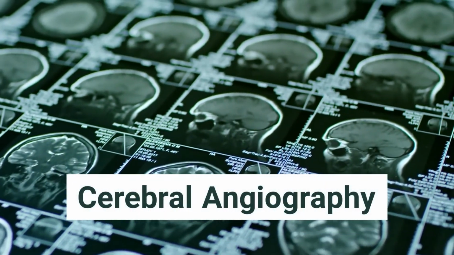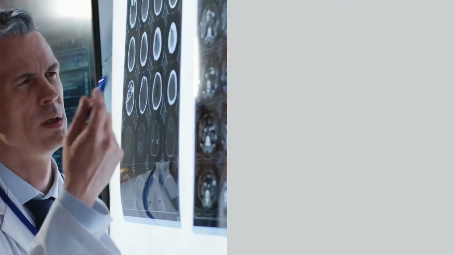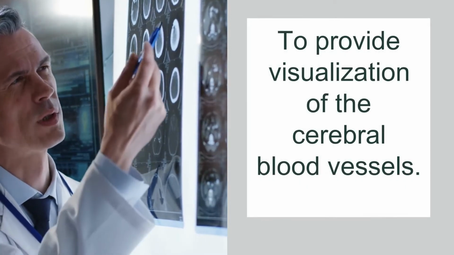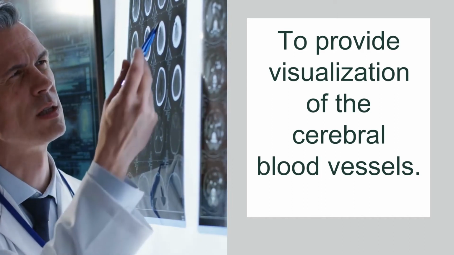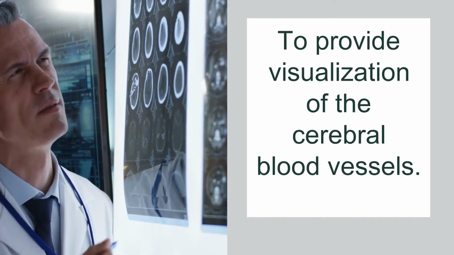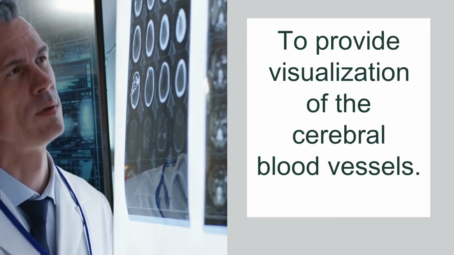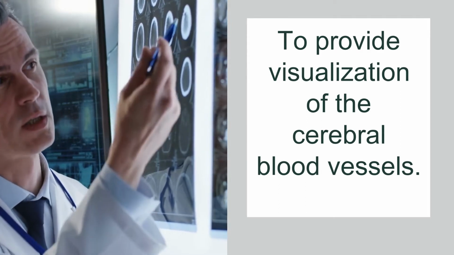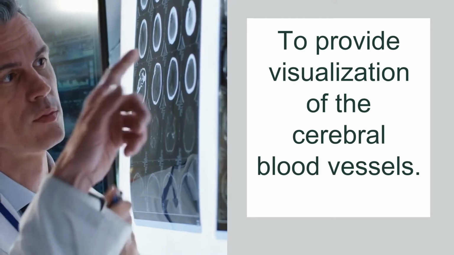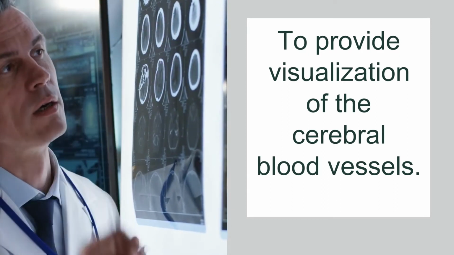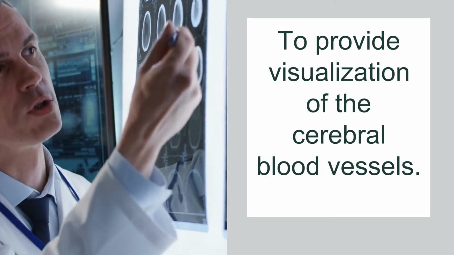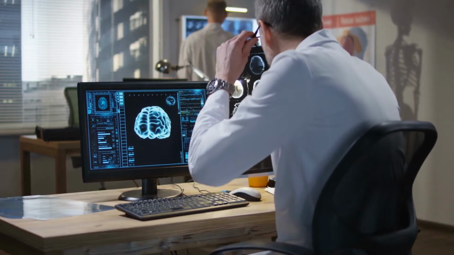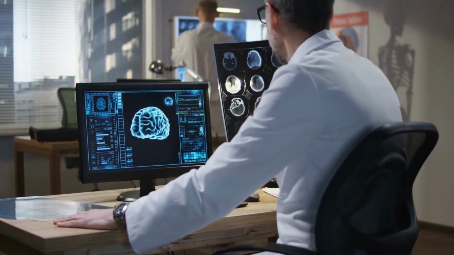Cerebral angiography. The purpose of a cerebral angiography is to provide visualization of the cerebral blood vessels. How it works is that digital subtraction angiography hides the bones and tissues from the images, providing X-rays with only the vessels apparent. Defects, narrowing, or obstruction of arteries or blood vessels in the brain are detected. Important to note is that iodine-based contrast dye is injected into an artery during the procedure.